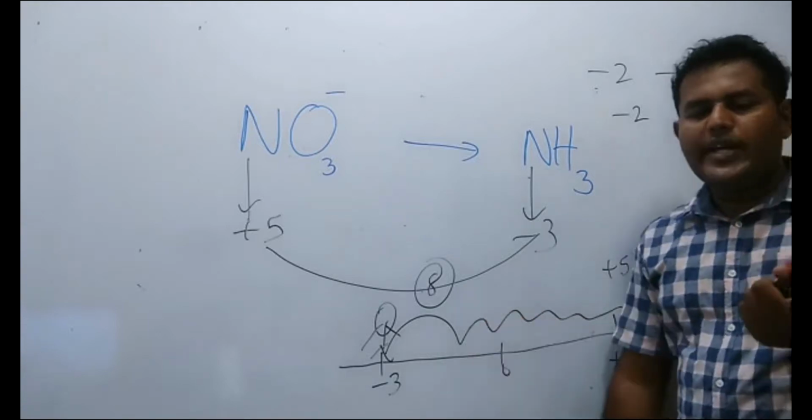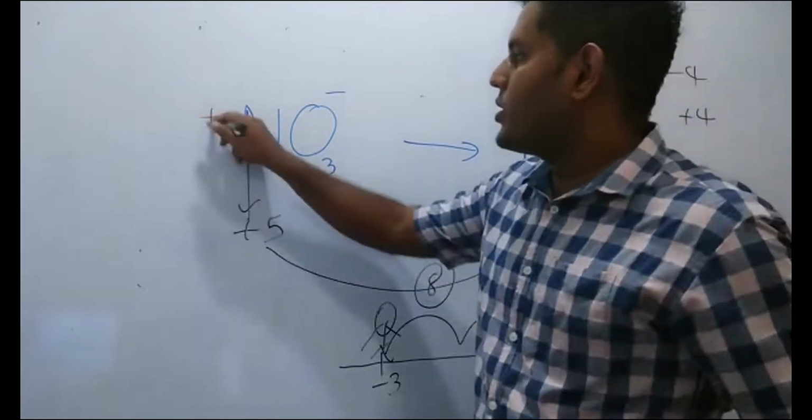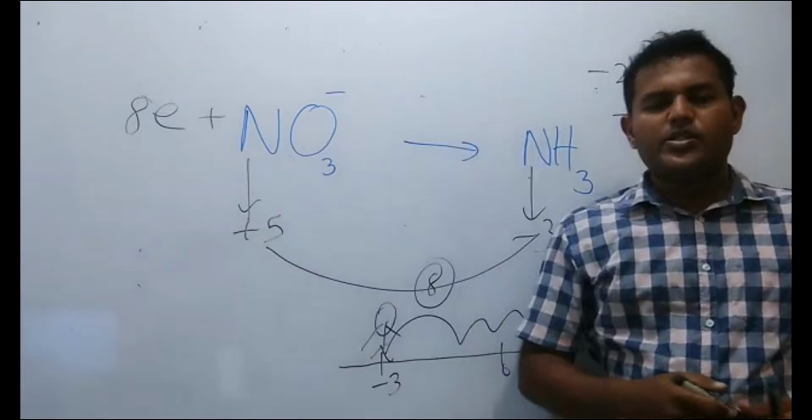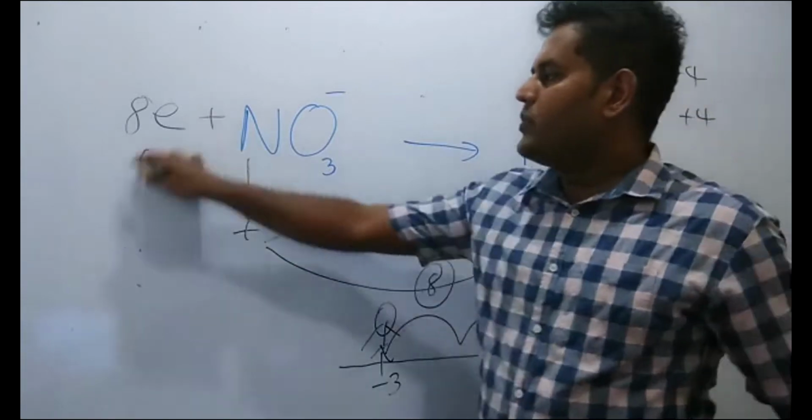So then you have to add 8 electrons to the side with the highest oxidation number. So you put 8 electrons here. So then what is next? Balancing the charge. So see the charge. Right side here 0. Left side here 8 electrons means -8.